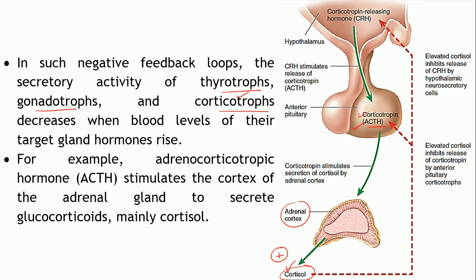Now, what do you mean by negative feedback? When the levels of cortisol go above normal, what will happen? They will have a negative feedback. As you can see, this dotted line, what does it indicate? Inhibition. So, it will inhibit the release of corticotropin or ACTH. That is how it will control the release of the hormones from the anterior pituitary.